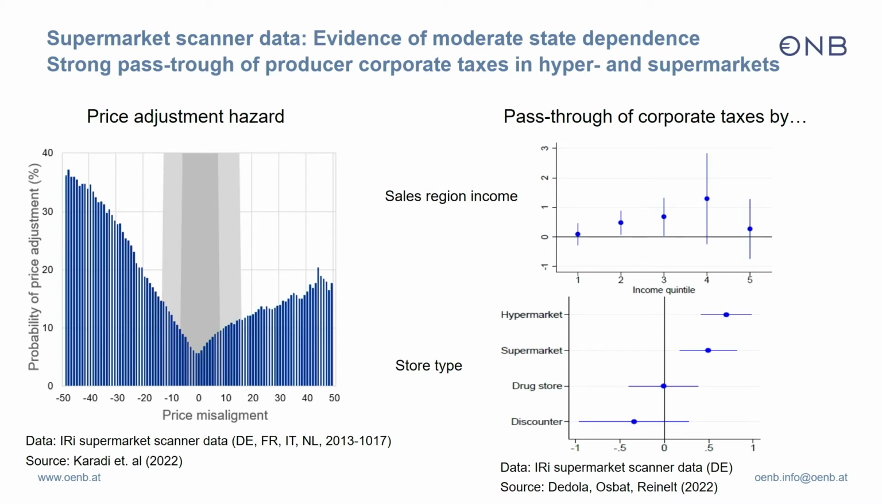And in the bottom, even more interesting, across store types, changes in corporate taxes of producers are much more passed on in hypermarkets and supermarkets than they are in drugstores and discounters, which in a way confirms the notion that discounters try to keep the prices as low as possible for as long as possible in order to shield their customers from price increases.